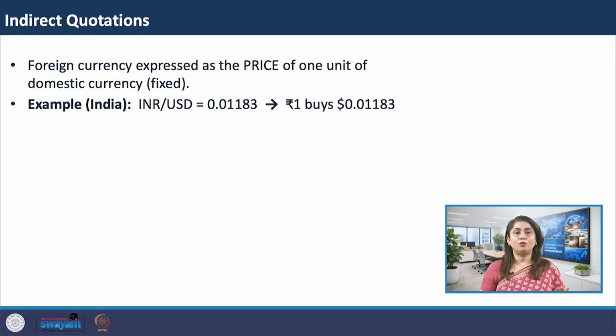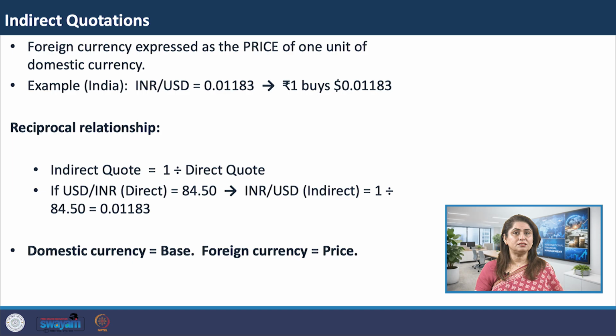0.01183. What does this tell us? It says 1 Indian rupee, that is the domestic currency, buys 0.01183 US dollars. In other words, 1 rupee buys approximately 1.183 US cents. Now, here is something important. The direct and indirect quotes are simply reciprocals of each other.